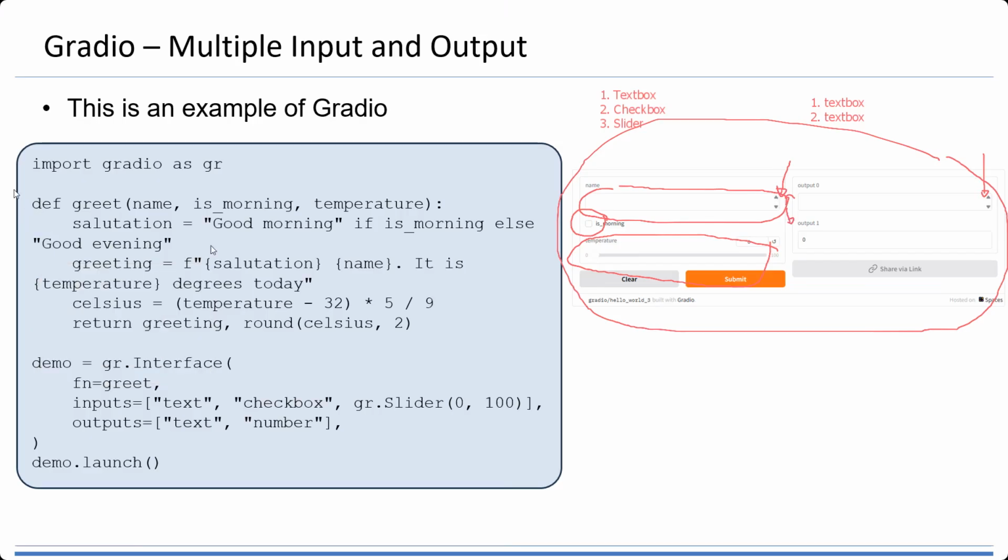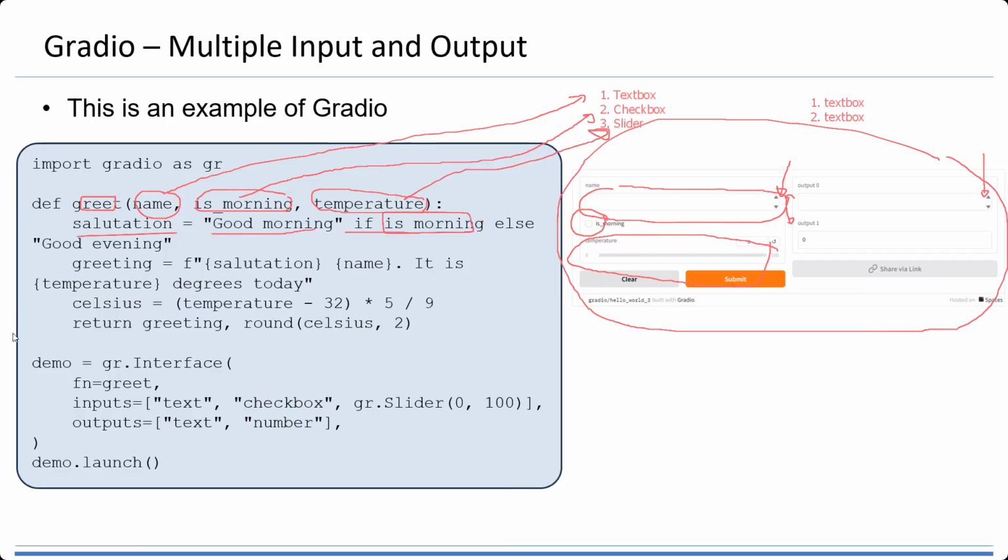Now let's look at the code. The code is a function, and we have three parameters: name, is_morning, and temperature. Each of these represents an input. The name is for the text box, is_morning is the checkbox, and the temperature is the slider. And let's say the salutation: good morning if is_morning.